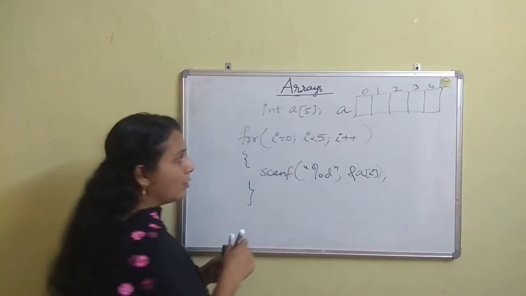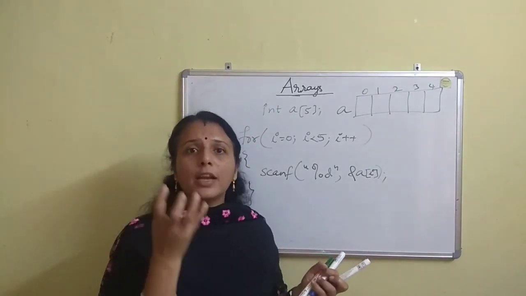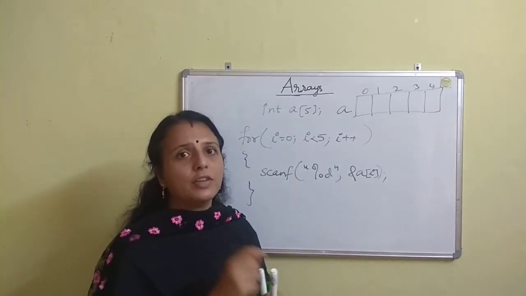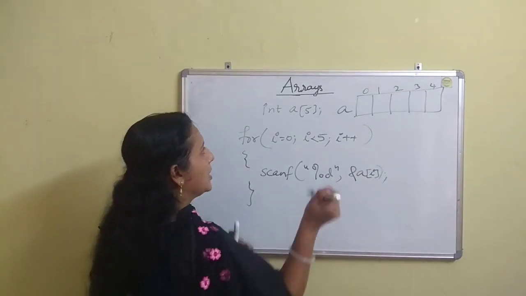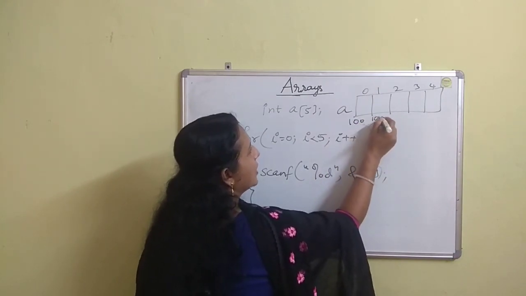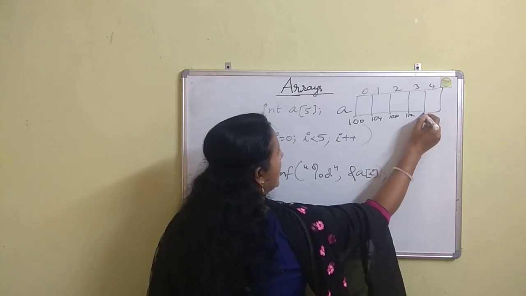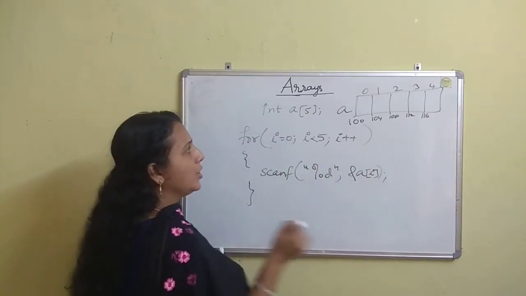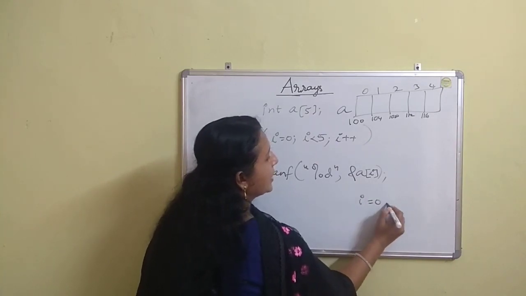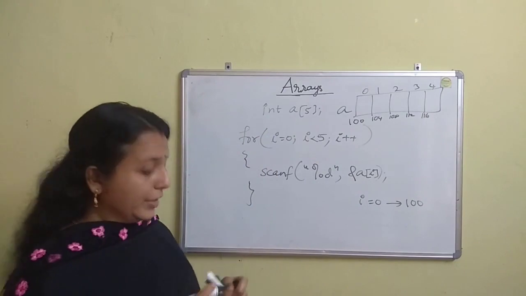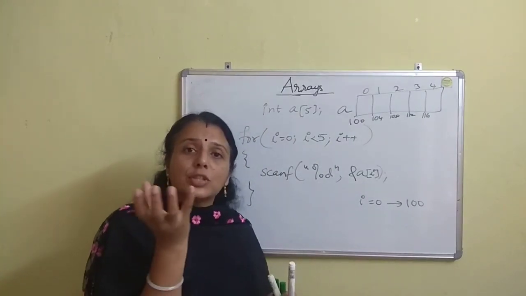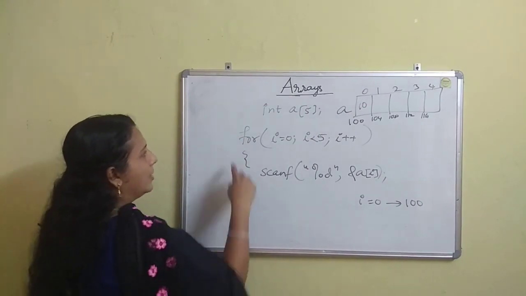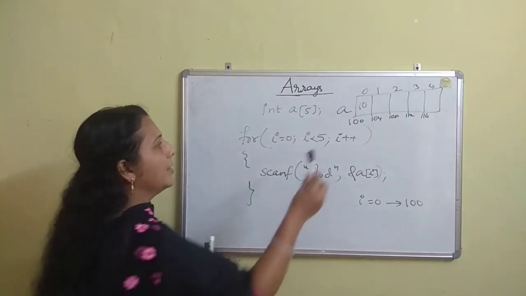When the scanf function executes, what does ampersand A of i indicate? It tells you to take the value from the console and put it into the memory location indicated by A of i, the ith memory location. Suppose the memory location is 100 here, and the next will be 104, 108, 112, 116. A of i with i equal to 0 is at memory location 100, so ampersand A of i gives you 100. In that memory location you put the value you get from the console. Suppose the user entered 10, so this 10 will come here. The next statement iterates the for loop and increments the value of i.